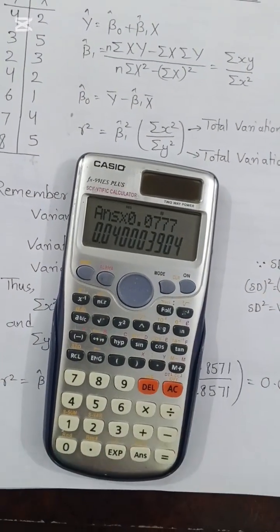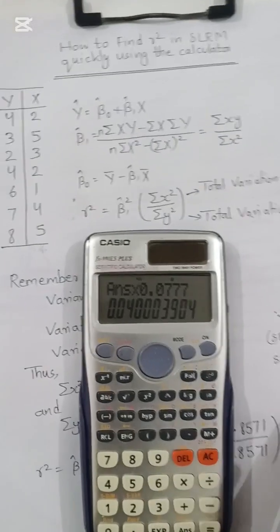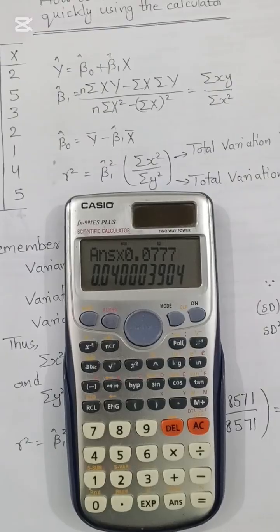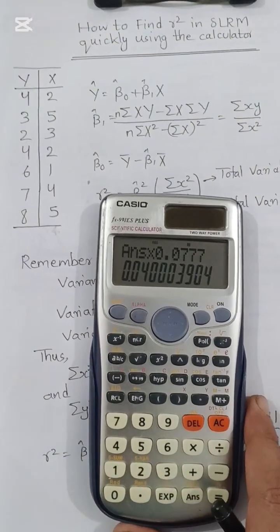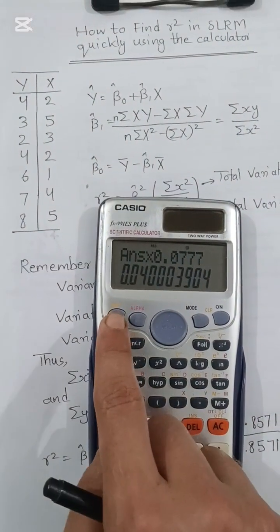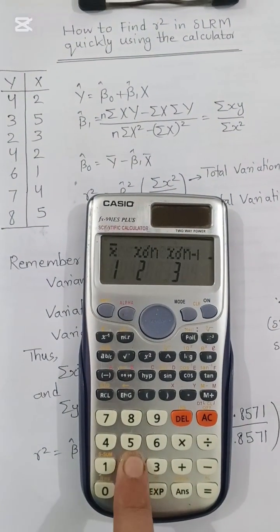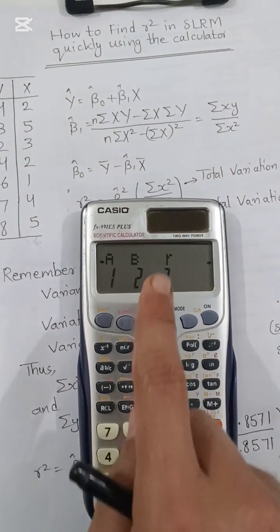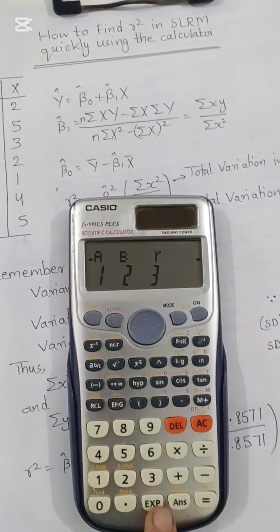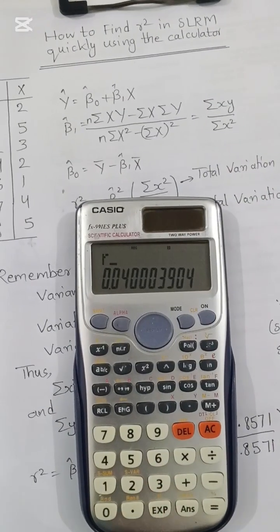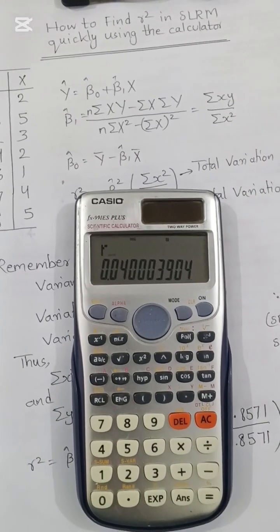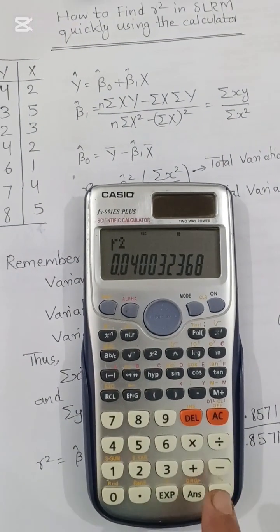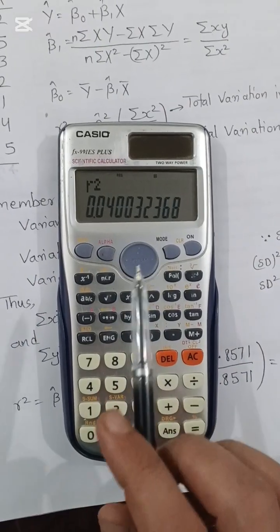Another method is to find the r square directly, because we know that r square is the square of the correlation coefficient between x and y. So we need to find the correlation coefficient. For this purpose, go to shift, press 2, then go to next, and here you can see that r is the correlation coefficient between x and y. So press 3. Since the coefficient of determination is the square of the correlation coefficient, we need to square it, then press equal. We get the same answer, that is 0.04.